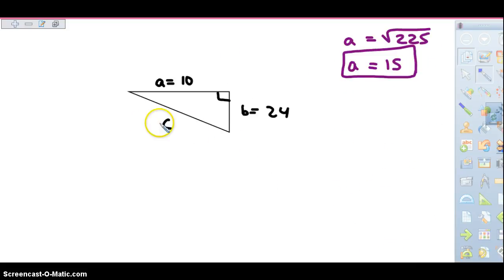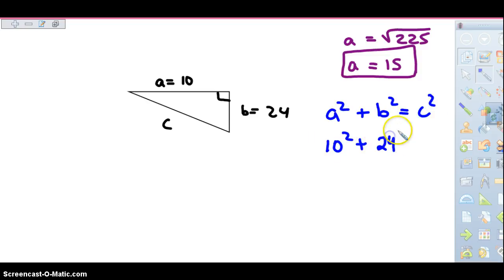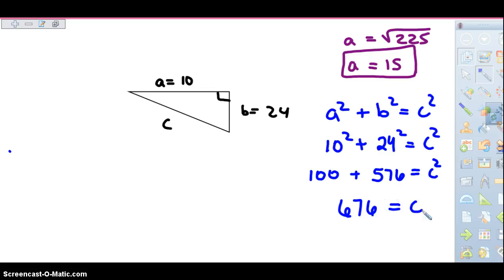If we need to find the unknown side, in this case it's C. It's the side opposite the 90-degree angle, so this is the hypotenuse. We can use the Pythagorean theorem. We know that A is 10, so 10 squared plus B, that is 24, 24 squared equals C squared. What's 10 squared? 100. What's 24 squared? 576. And that's equal to C squared. So now we can add 100 plus 576, so 676 is equal to C squared.